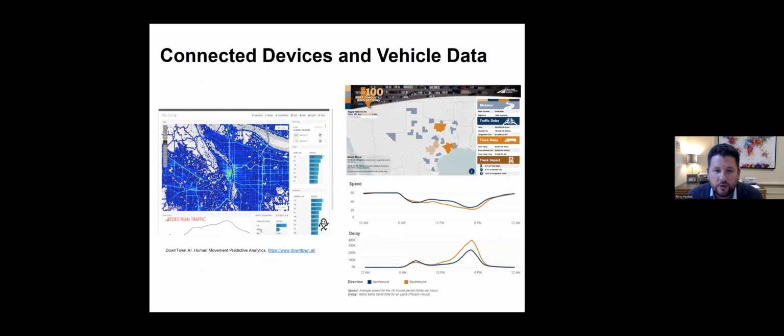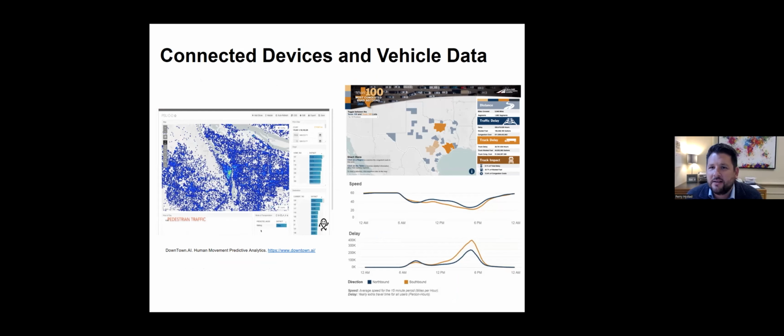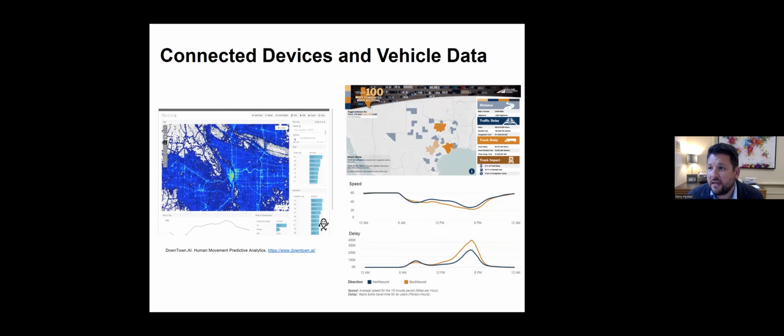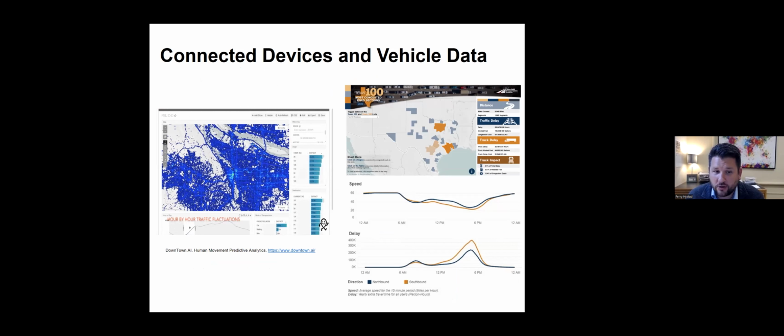One example of one of the newer data sets we used is this connected device and vehicle data. So this is, again, cell phone-based mobility information, as well as if vehicles have connected information, to look at measuring volume and measuring congestion. And so this is just an example for Portland, where we can look at hour-by-hour traffic fluctuations at a road segment level. And so this data is really, really, really expensive.